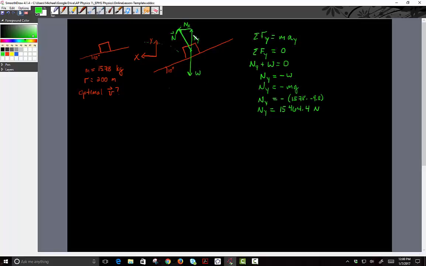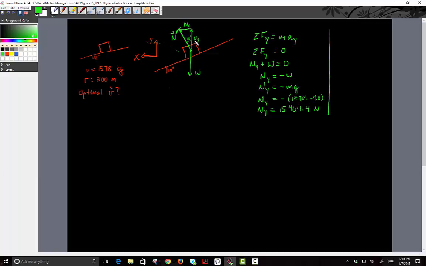Now with that, I can find the normal in the x. Now this angle here goes right here. So 10 degrees. So I need to find my normal in the x. I don't care what the actual normal is for this problem. What I care about is this normal in the x, because with that, then I can determine the centripetal acceleration or the velocity.